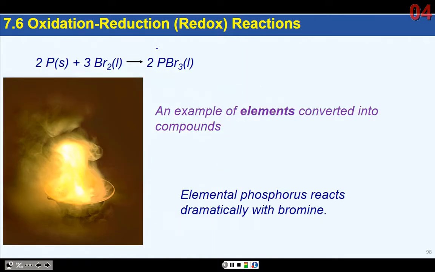Another example of an oxidation reduction reaction, might as well say redox, it's easier, is phosphorus combining with bromine. Elemental phosphorus reacts quite violently, in fact, and dramatically, to make phosphorus tribromide. Remember, that would be a molecular compound because it's two nonmetals combining. And this one is an example where you can recognize it's redox because two elements are converting to make a compound. So elemental substances combining to make a compound is going to be electron transfer, and we call that redox.